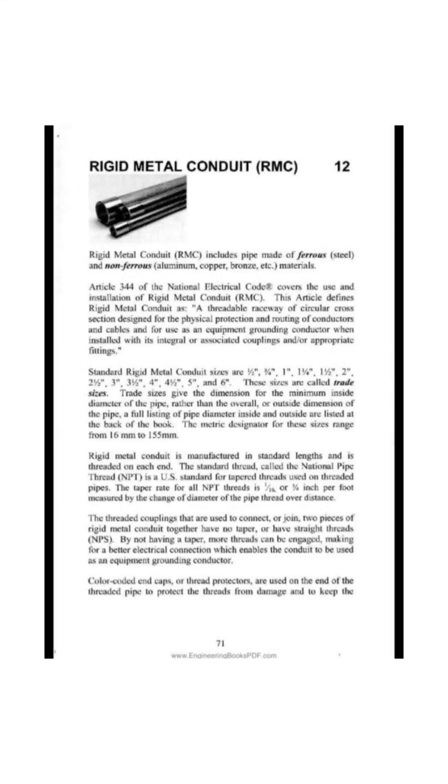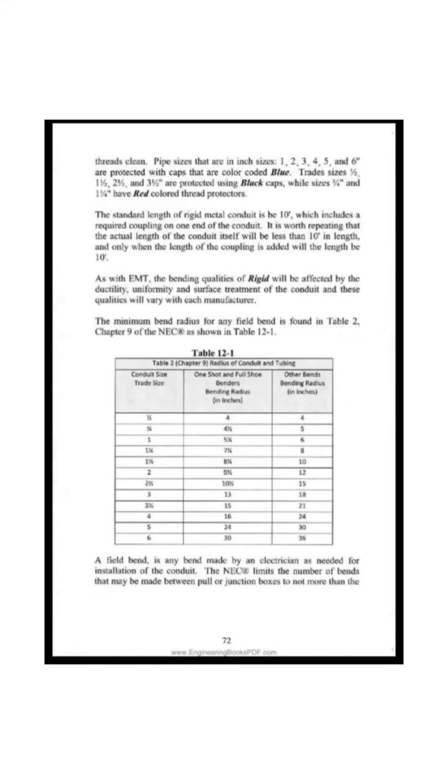Color-coded end caps, or thread protectors, are used on the end of the threaded pipe to protect the threads from damage and to keep the threads clean. Pipe sizes that are in inch sizes, 1, 2, 3, 4, 5, and 6 inches are protected with caps that are color-coded blue. Trade sizes 1/2, 1 1/2, 2 1/2, and 3 1/2 are protected using black caps, while sizes 3/4 and 1 1/4 have red-colored thread protectors.